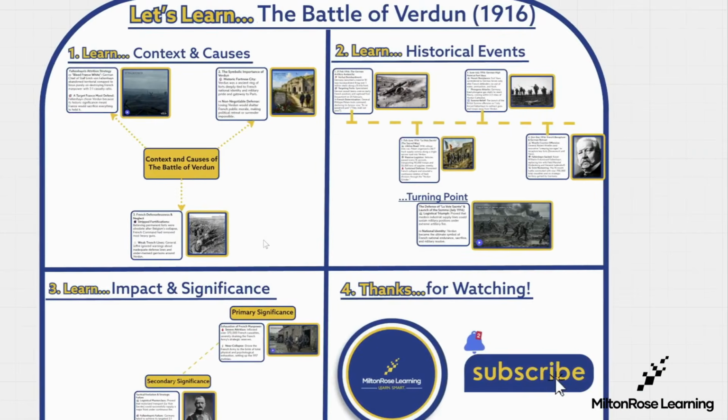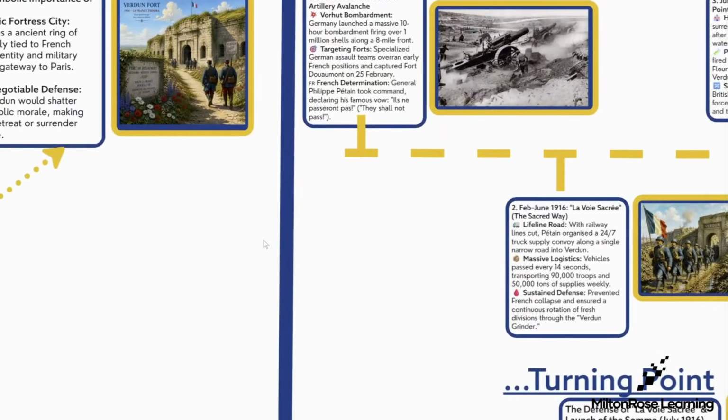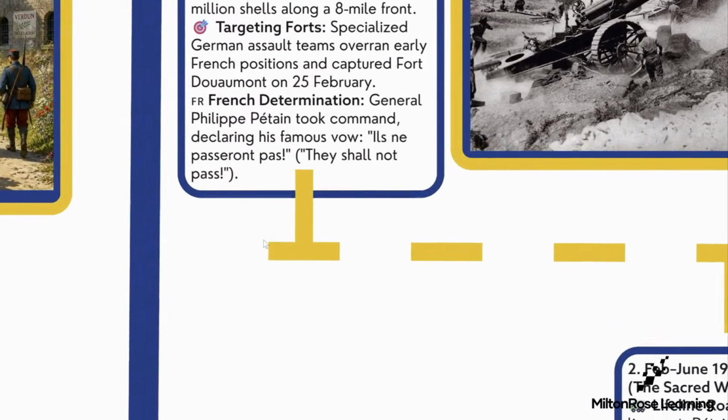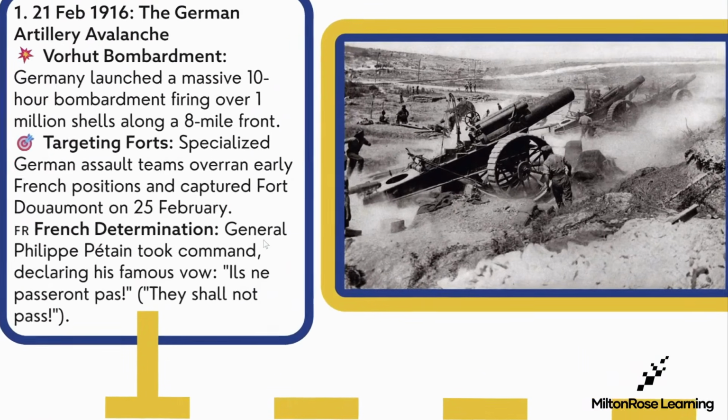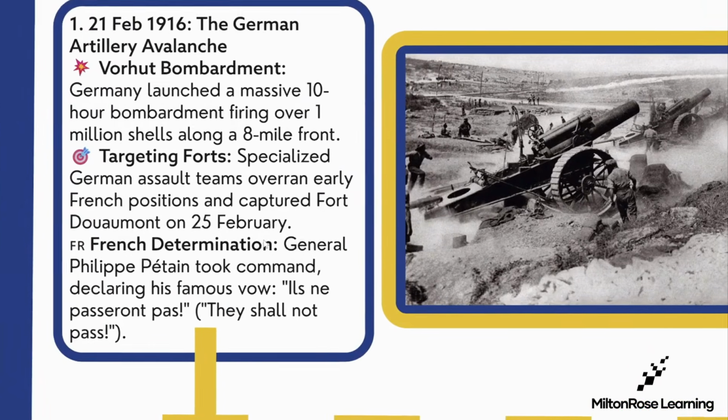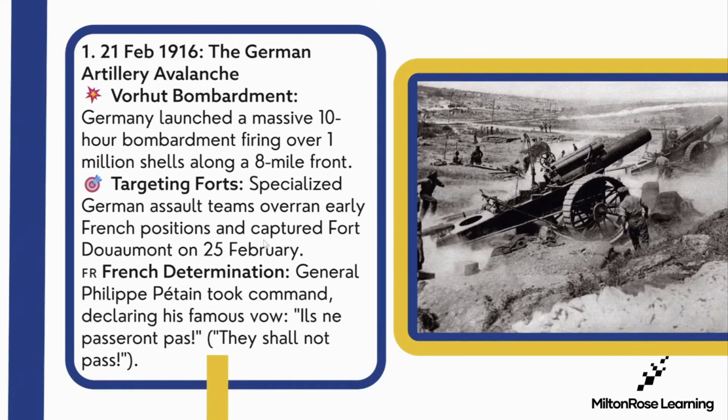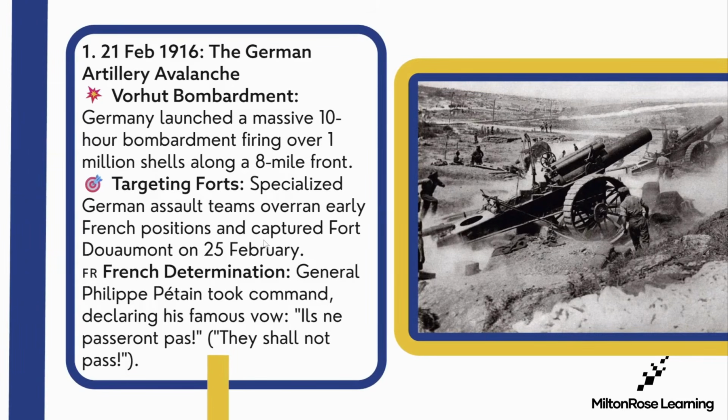So with all that context in mind, let's look at a really good chronology now of the Battle of Verdun. First off, you can see those 10-pound guns there, massive artillery pieces. On the 21st of February 1916, the German artillery avalanche begins. A Vorhut bombardment, which is a vanguard bombardment where you fire ahead of the main troops. Germany launched a massive 10-hour bombardment, firing over 1 million shells along an 8-mile front. Can you imagine 1 million shells?